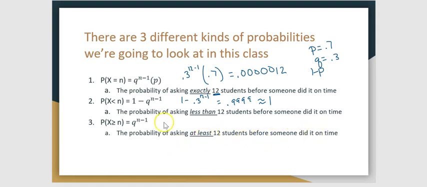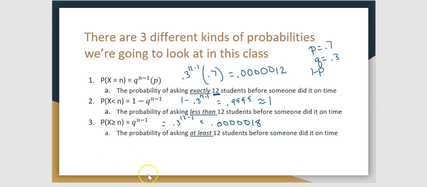Okay, and then the last one is the probability of asking at least 12 students before someone did it on time. So here's my formula, Q to the n minus 1. Q is 0.3 to the 12 minus 1, or n, which is 0.3 to the 11th power. And that's also a teeny tiny number. Let me count these zeros. 1, 2, 3, 4, 5. That's 5 zeros again, and then 1, 8 rounded.